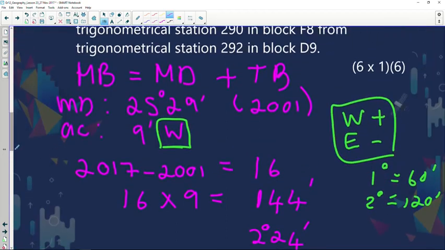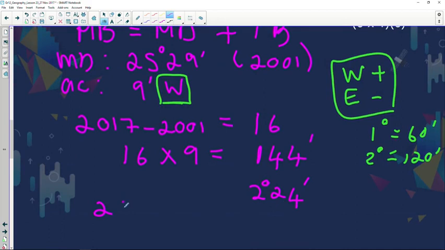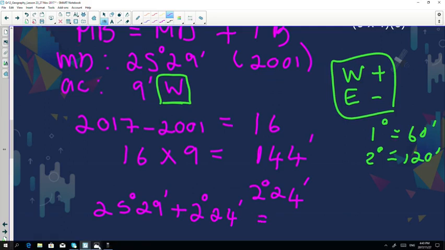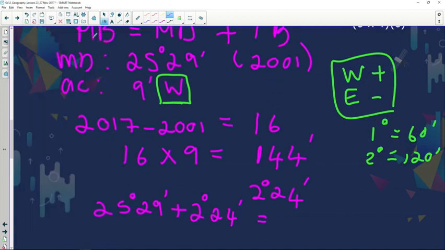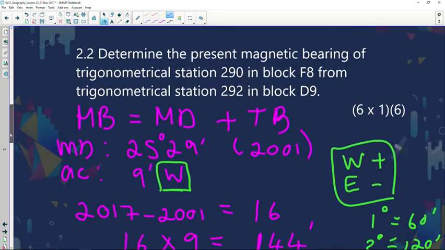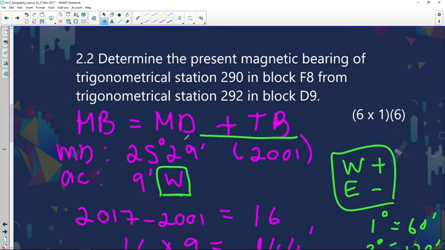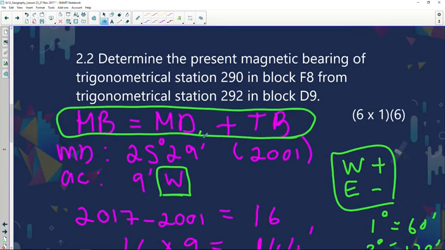We're going to add them together. So 25 degrees 29 minutes plus 2 degrees 24 minutes equals, okay, 29 plus 24, let's just quickly go and work this out in the calculator. 29 plus 24 equals 53, so it's not more than 60. So it's going to be 27 degrees and 53 minutes. But remember, we are not finished, because if you look at our formula, we have just calculated the magnetic declination. Now we still need to go and determine the true bearing.